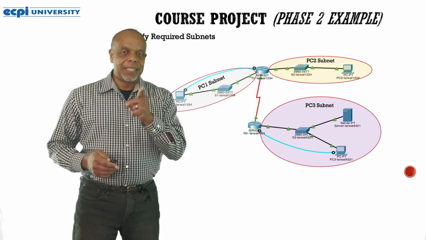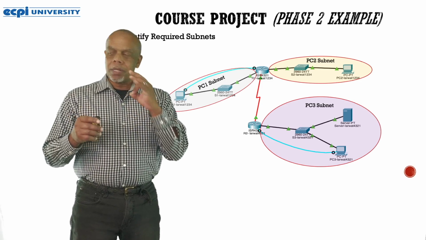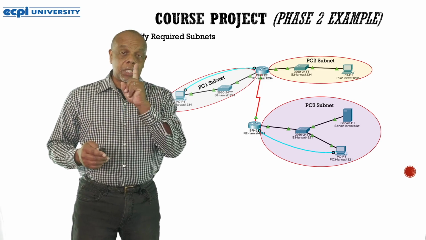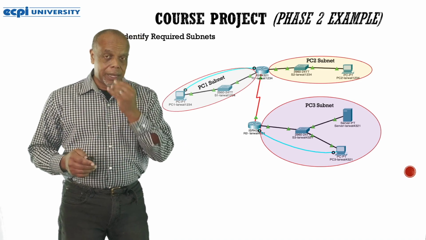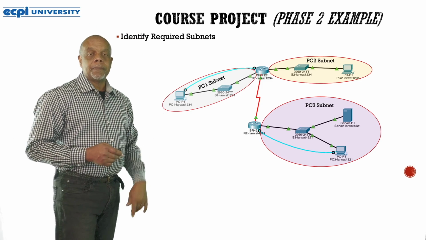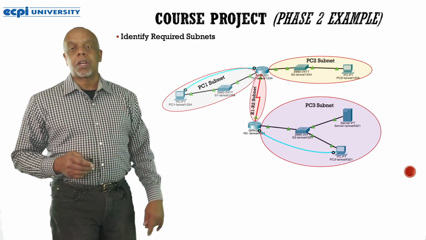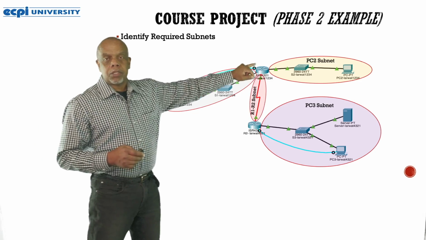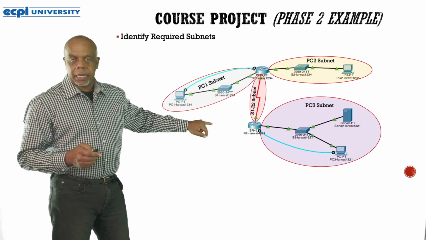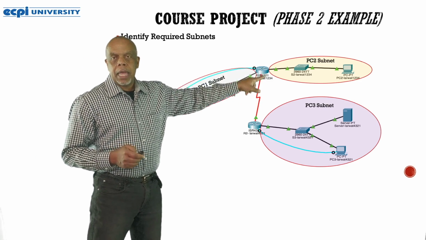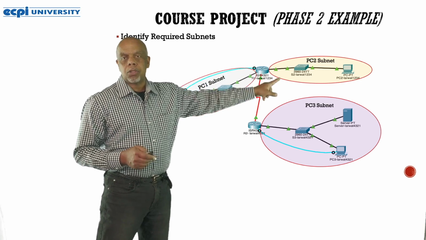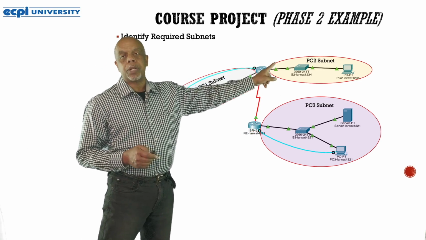Hey, somebody caught that. Yes, because this is many times where a lot of us go astray: there is still one more subnet to be identified here. Where is it? If you said right there, you are correct. Because you see where these 2 routers connect? Well, that is a subnet also that's going to require IP addresses.